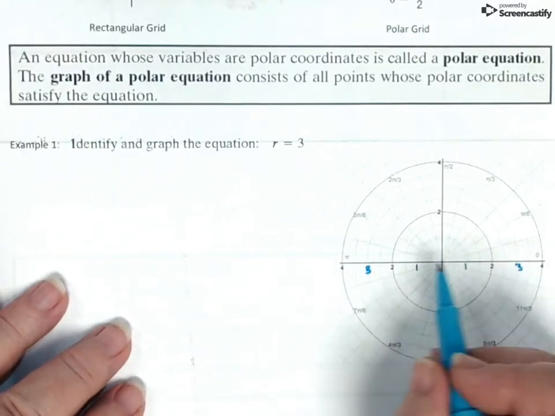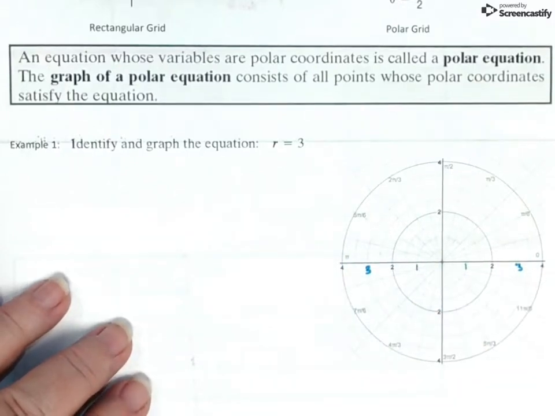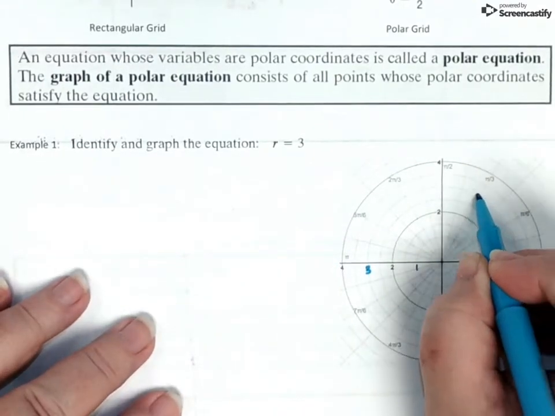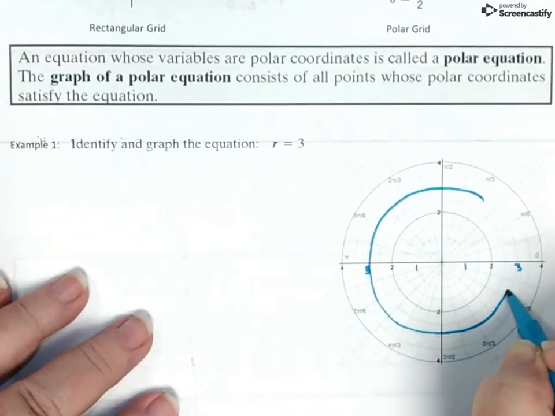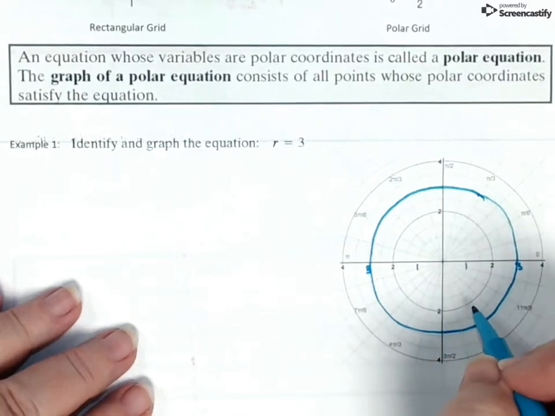Because remember, each side is positive if you're on that side. Each side is negative when you're going across the pole. So if I wanted to plot any points for any theta value, it would simply be the circle r equals 3. So graphing in polar is really very simple.